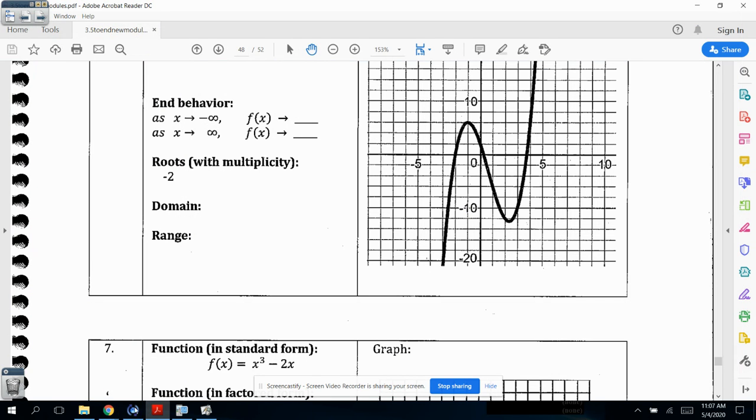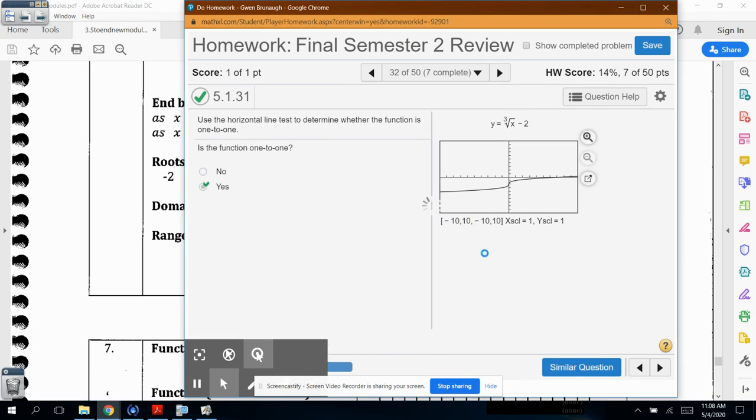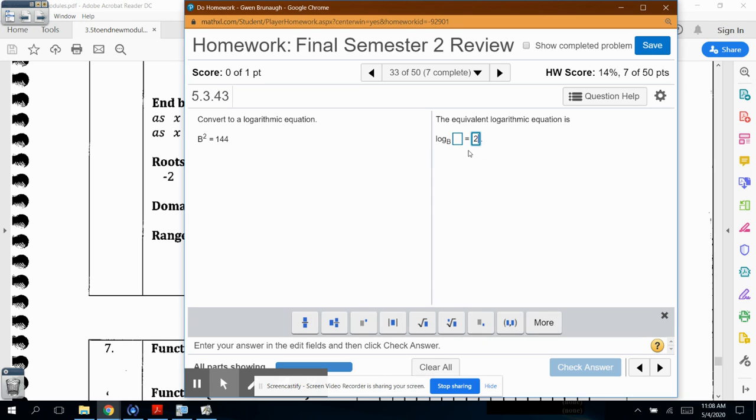I need to... Where'd it go? Okay. Convert this to a logarithm, okay? Don't forget, it's log base b. And if you remember, a logarithm is an exponent. It equals the exponent. So the 2 goes here and the 144 goes there.